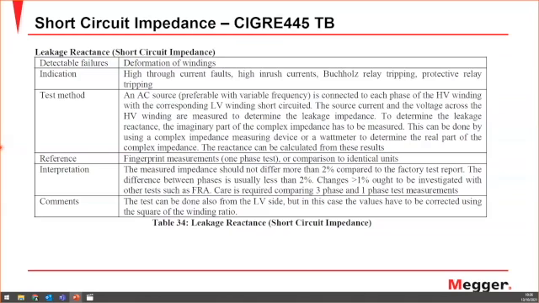As an interpretation for the result, you should have no difference of more than 2% compared to the factory test report. If you start having a difference higher than 1%, then it's good to investigate more and run more tests. Another indication: the short circuit impedance itself is an indication for doing FRA, which is frequency response analysis, or another fingerprint test as well, just if you have doubts or if you exceed the acceptable limitations.